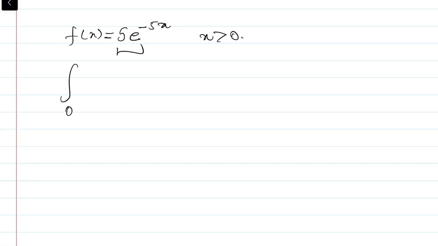Now let's do one more question. Suppose the function is 5e^(-5x), where x is greater than 0. Now you can see that this value will always be positive because the exponential is always positive. So the first condition is satisfied. Now the second condition: we need to integrate so that the integration is 1. So we need to integrate in the range 0 to infinity 5e^(-5x) dx.